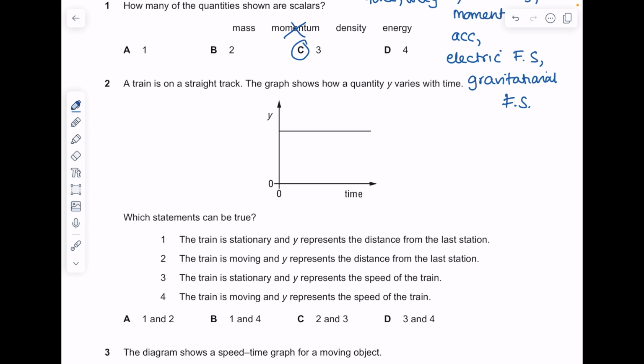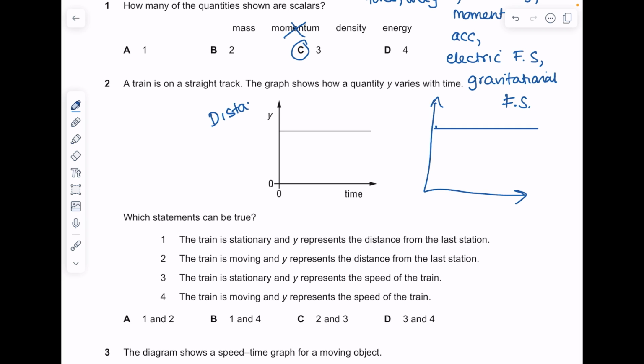A train is on a straight track. The graph shows how a quantity y varies with time. Which statements can be true? So if you look down these options, basically we're trying to ask ourselves if it's a speed time graph or a distance time graph and what that would mean for the motion of the vehicle. So I'll just redraw that here.